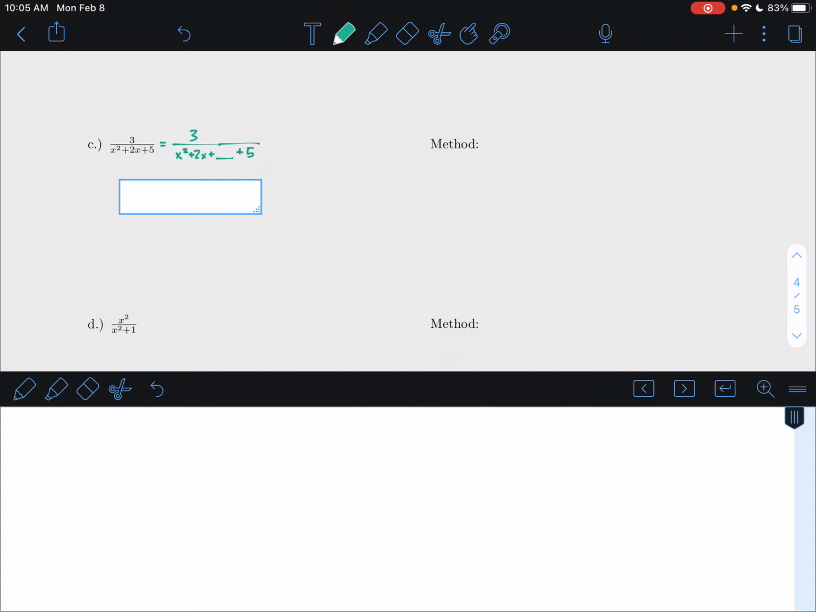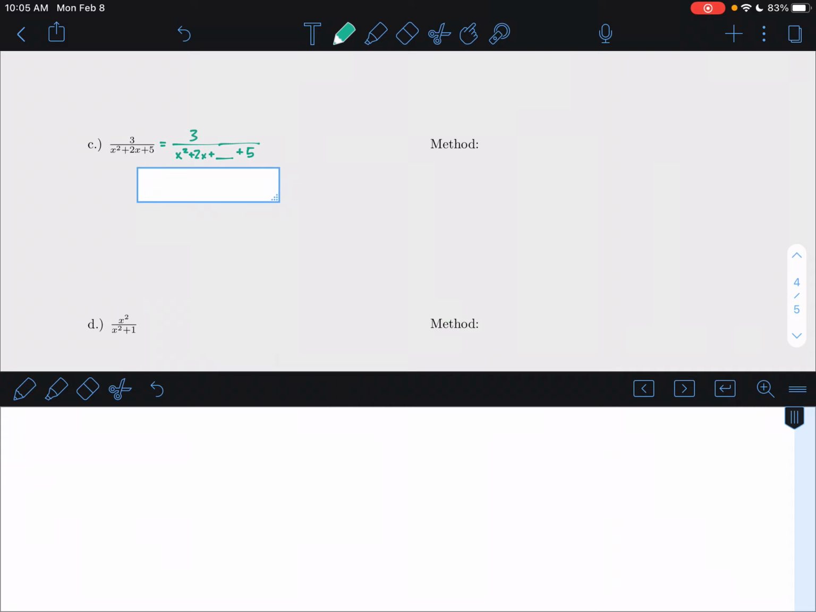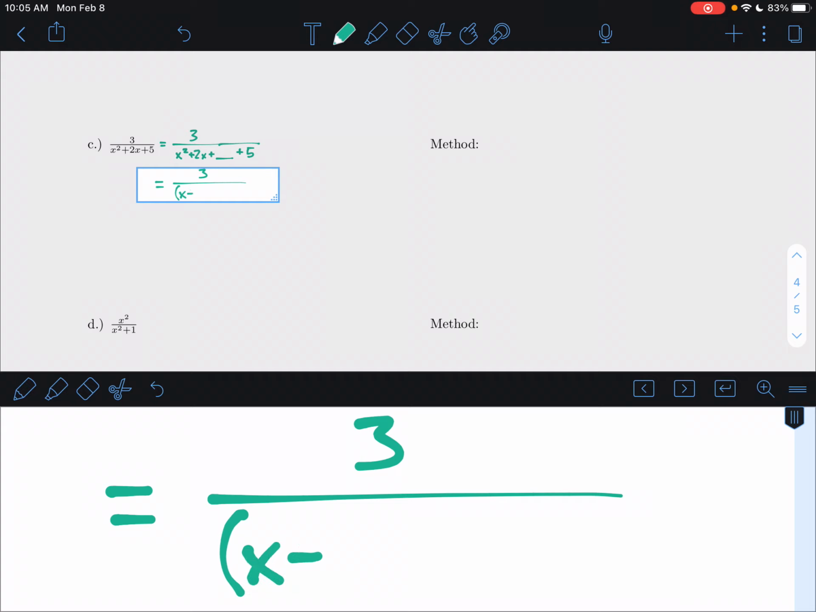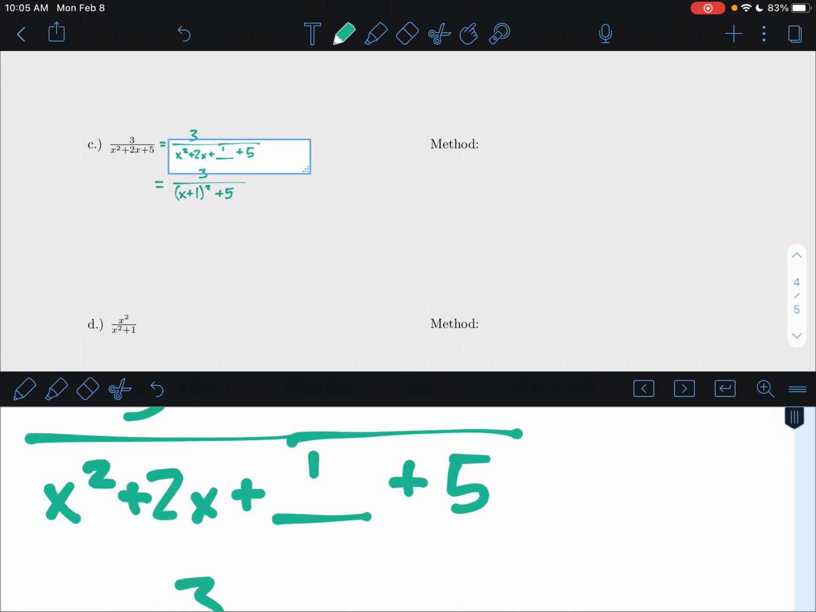So remember, to complete the square, we have to take half of b and square it. So b here is that 2. So half of 2 is 1. 1 squared is 1. So this is going to turn into 3 over x plus 1 squared. x plus half of b squared. And then I have that plus 5. And as I said, I took half of b and squared it and added it in. So I have plus 1.